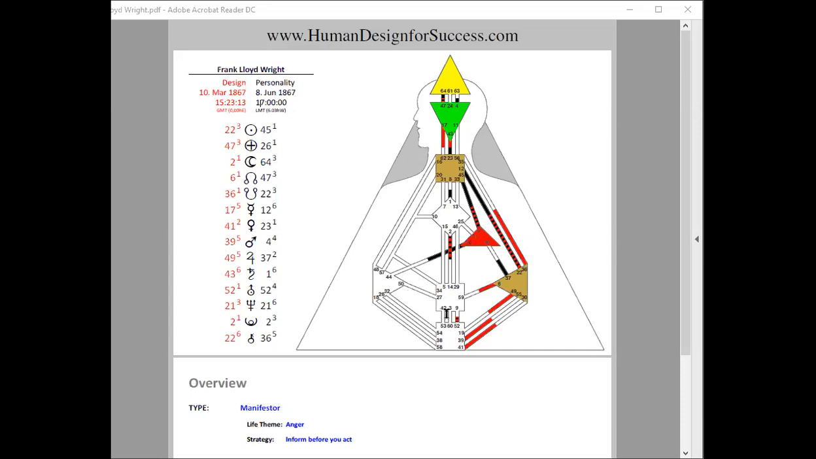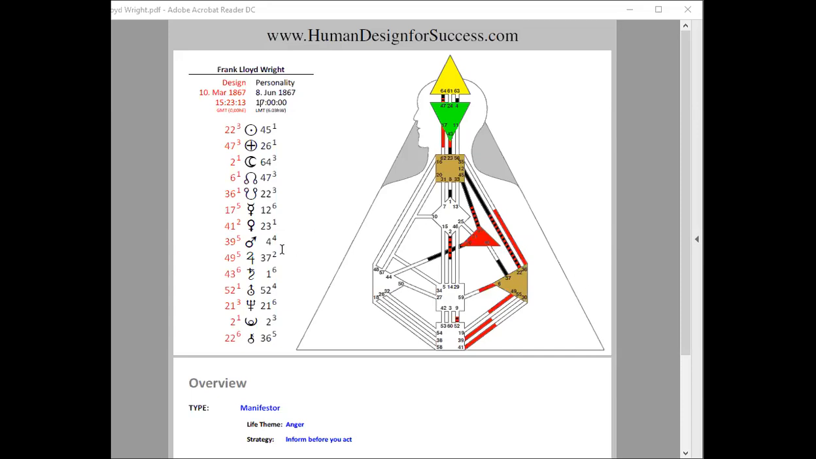He also had a completely open sacral center here, we see with no hanging gates. So he was taking in and amplifying other people's sacral energy around him with no filters. So I think that really supported him in being as prolific and effective in how much he created and put out into the world and the impact that he had.